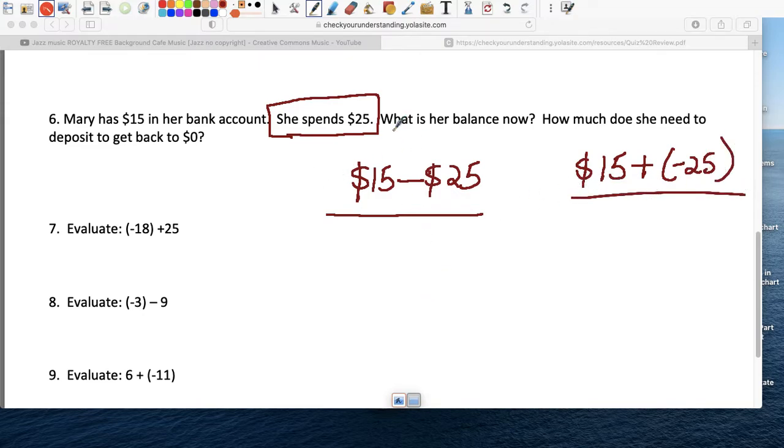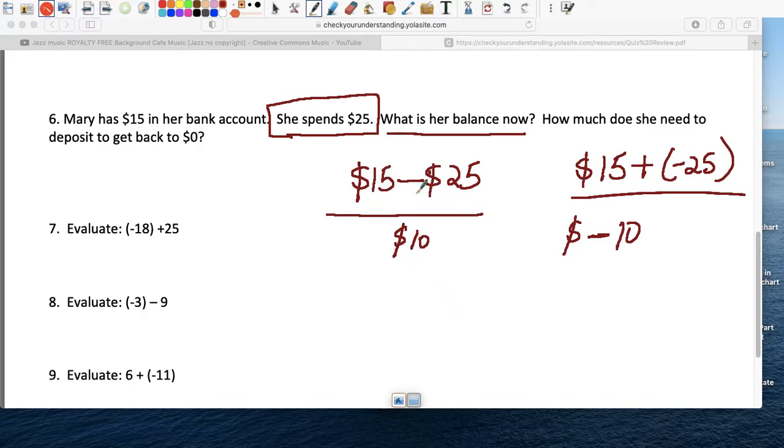So the first question is, how much does she have now? Well, 15 plus negative 25. We can talk about that the absolute value of negative 25 is greater, so we know the answer is going to be negative, and then we end up subtracting these 2, and we find that she has negative 10. Right, so remember I told you about subtraction.